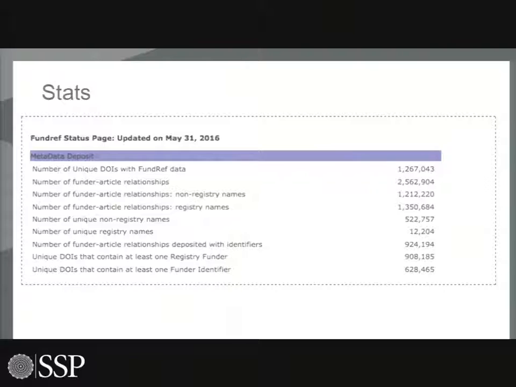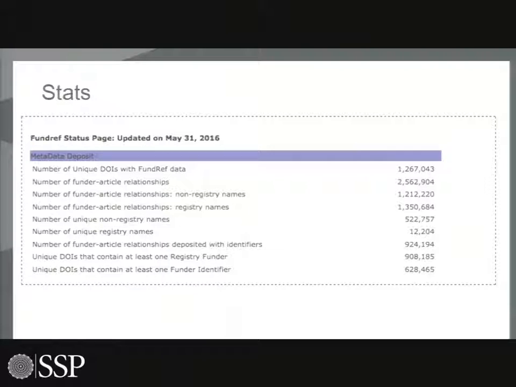So participate. Participation in the funding data is growing. It's growing, I think, rather nicely. So we've got right now 1.25 million unique DOIs that have funding data. The number of funder article relationships is 2.5 million. That means that some articles have more than one funder, right? And so that's a good and growing number.